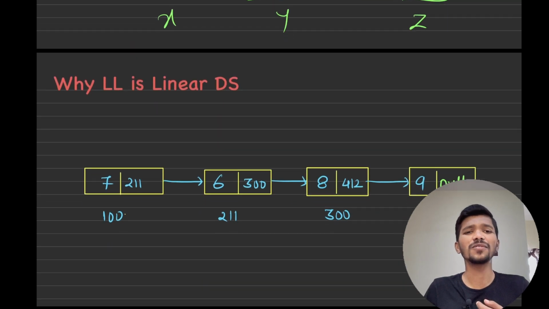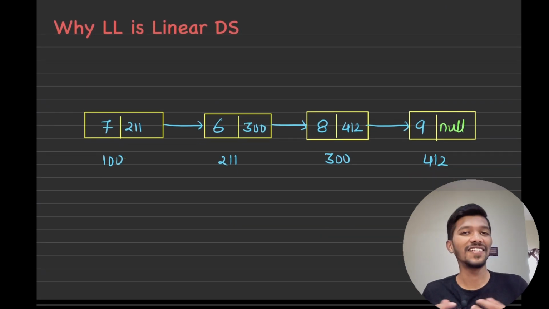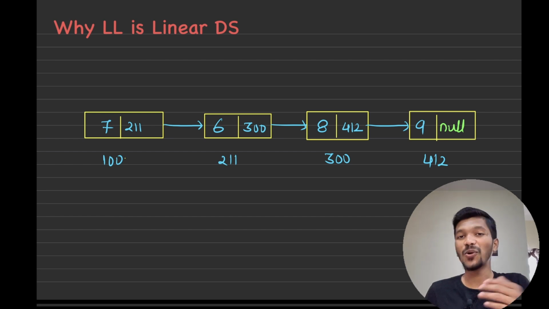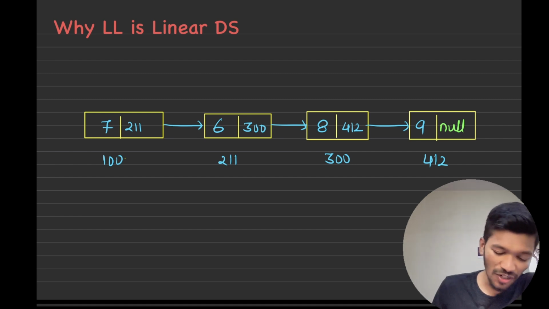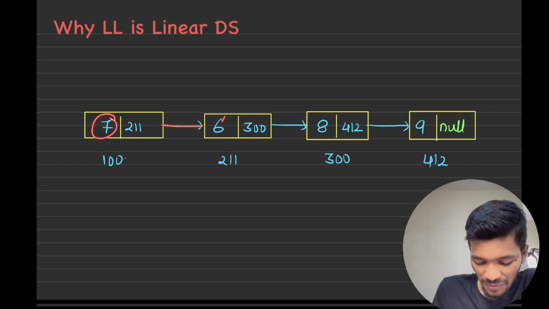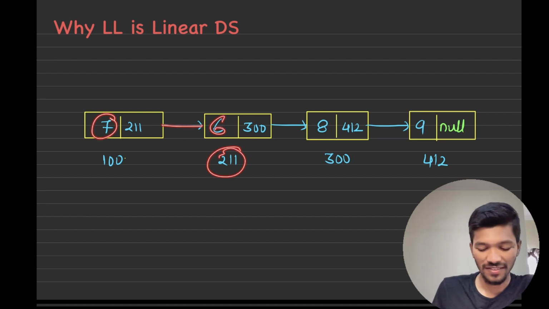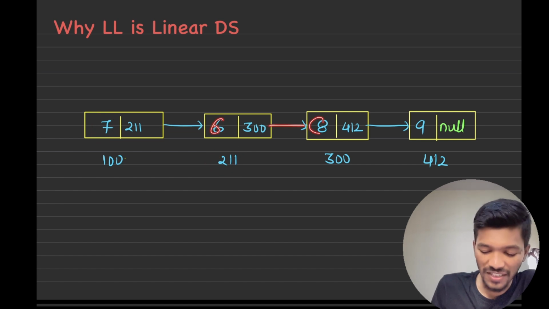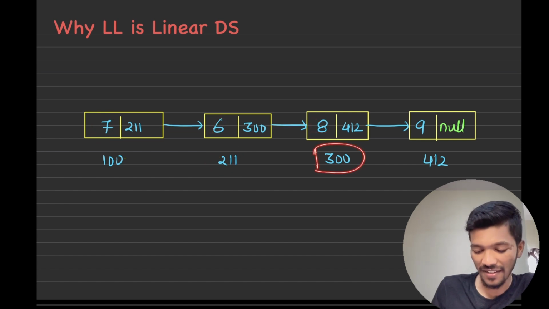Now the big question comes: why is the linked list called a linear data structure? Though every node is located at a different location, we still call it a linear data structure. Because see, 7, 6, 8 and 9, we got 4 nodes. Node 7 is storing the address of node 6, that is 211. Node 6 is storing the address of the next node, that is 8, and the address is 300. And node 8 is storing the address of 9, that is 412.